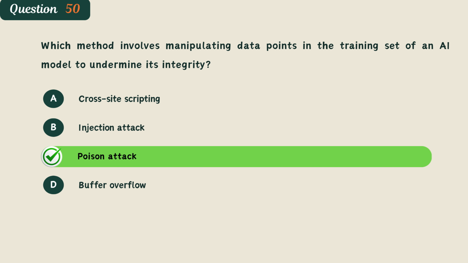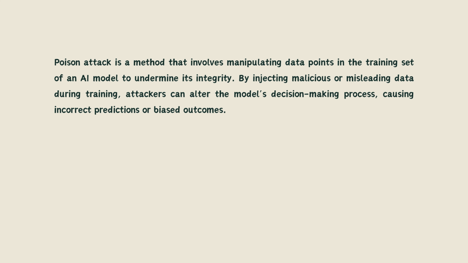Correct answer C. Poison attack. Poison attack is a method that involves manipulating data points in the training set of an AI model to undermine its integrity. By injecting malicious or misleading data during training, attackers can alter the model's decision-making process, causing incorrect predictions or biased outcomes.